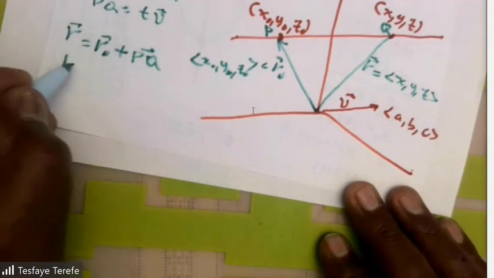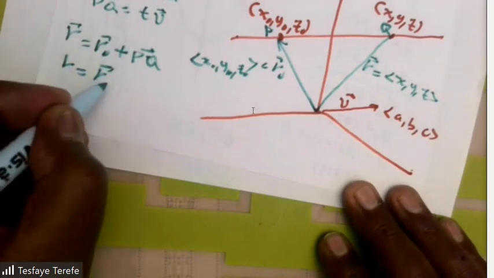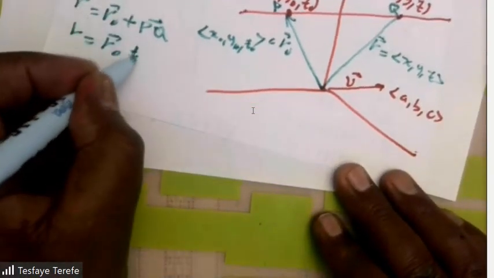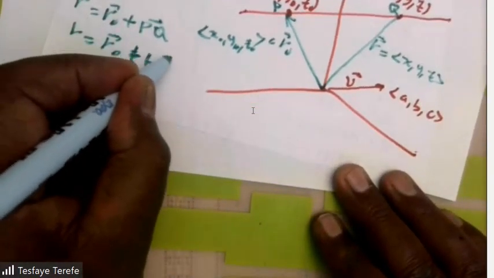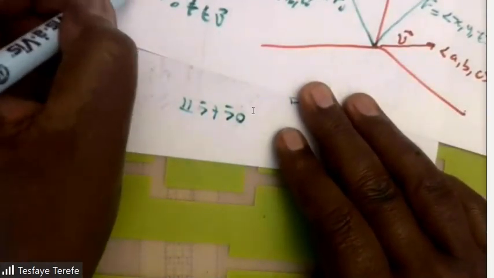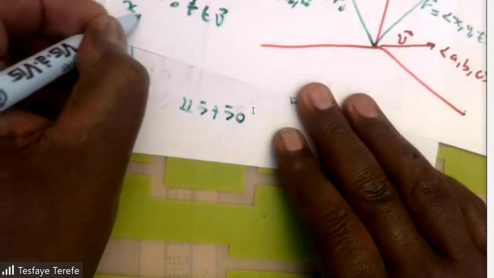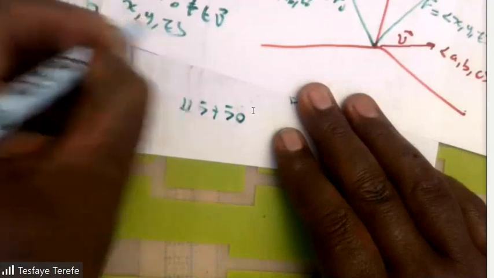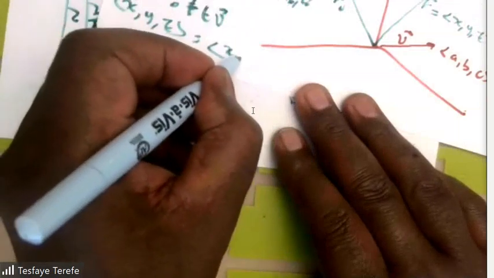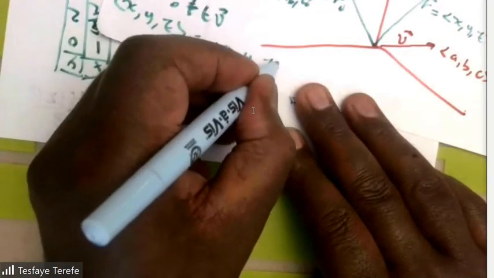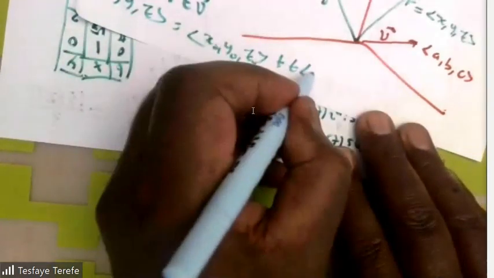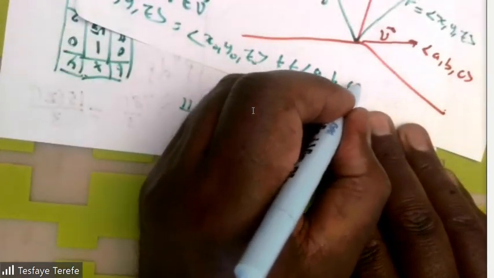And that is R equals R sub 0. And PQ can be replaced by T times V. And that is what? If you really write the components of R, it is X, Y, and Z equals the components of R sub 0, X sub 0, Y sub 0, Z sub 0, plus T times the components of V, which are A, B, and C.